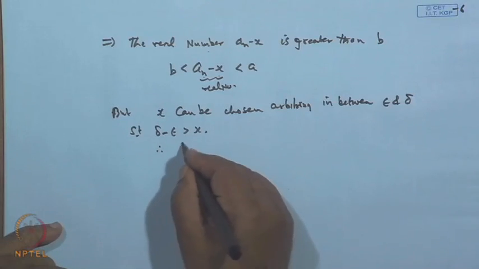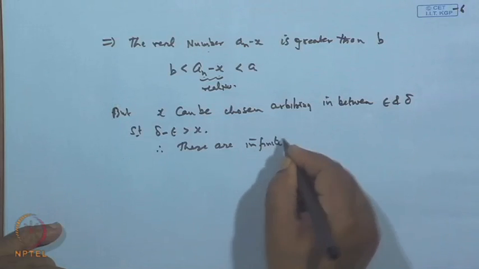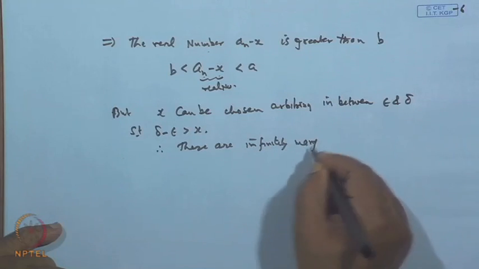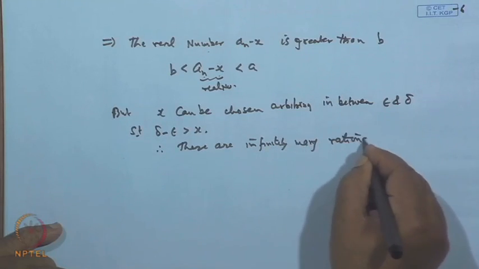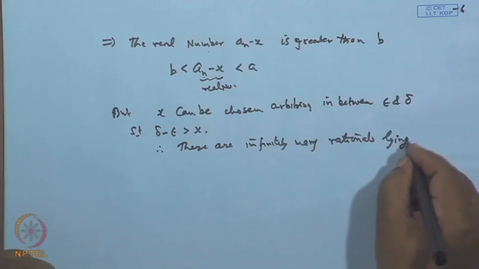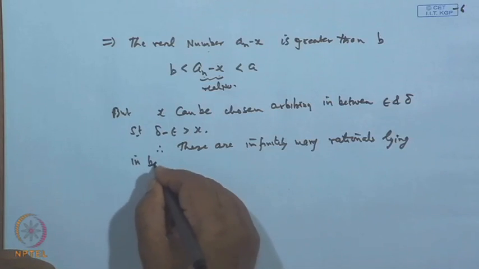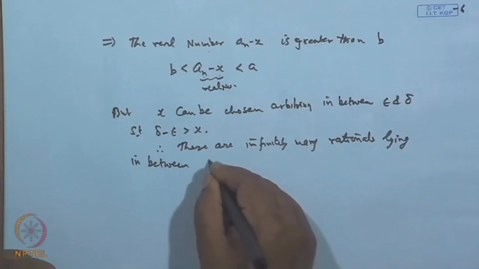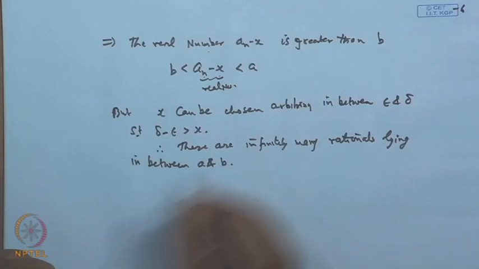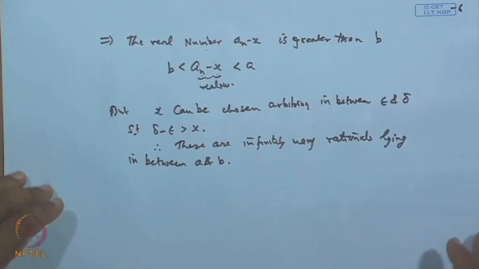Therefore, there are infinitely many rationals lying in between a and b. That is proved. Okay. So, clear.